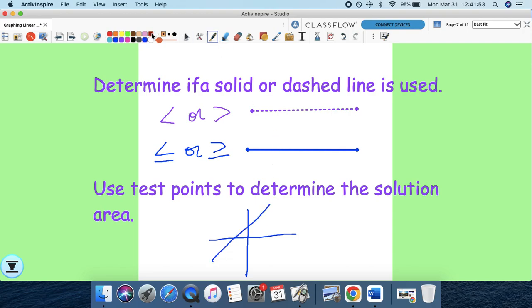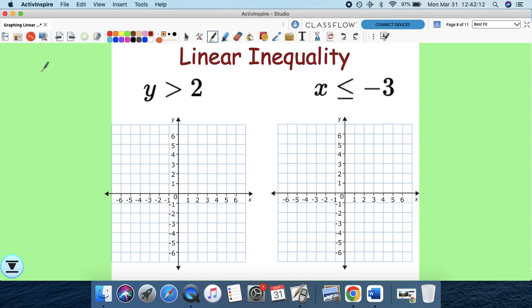You would take a point, any random point, above the line or below the line. It's up to you. Pick a point. If that point works, then you shade the side where that point is, which is under the line. If it doesn't work, then you're going to shade the side opposite where that point is, which is the other side. Okay. There are a couple of special cases here.